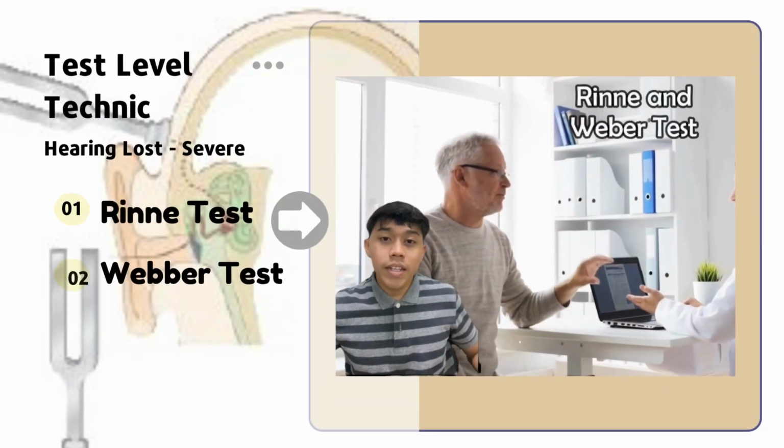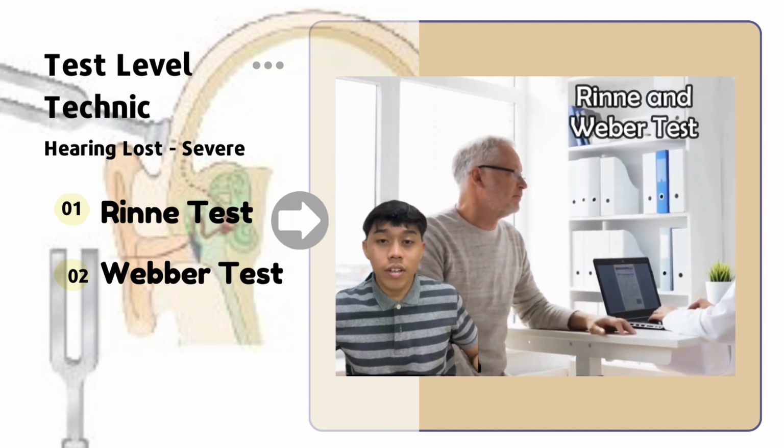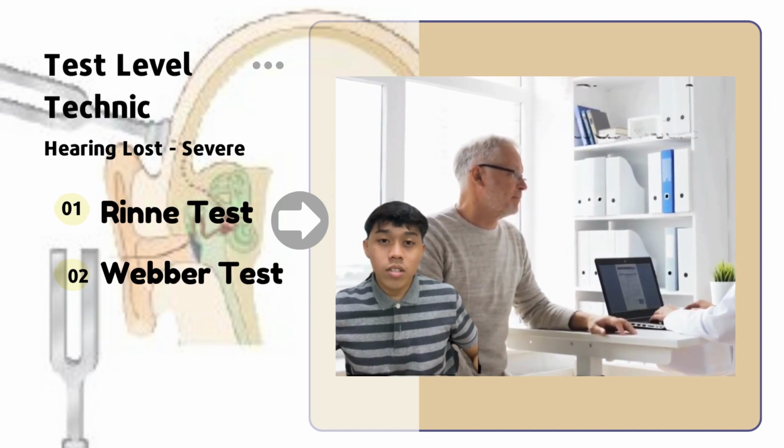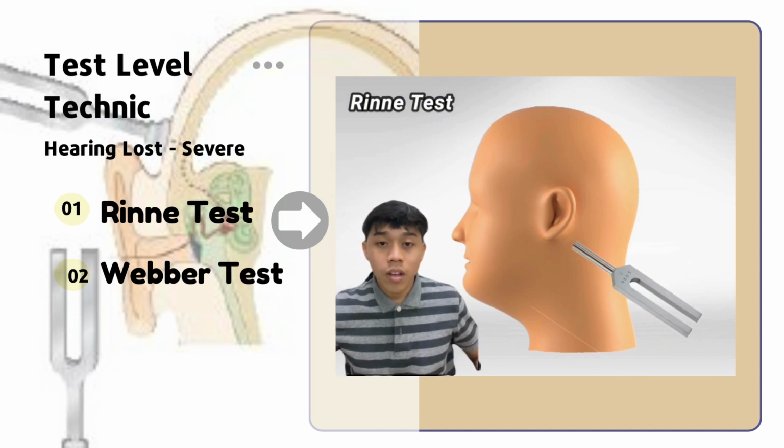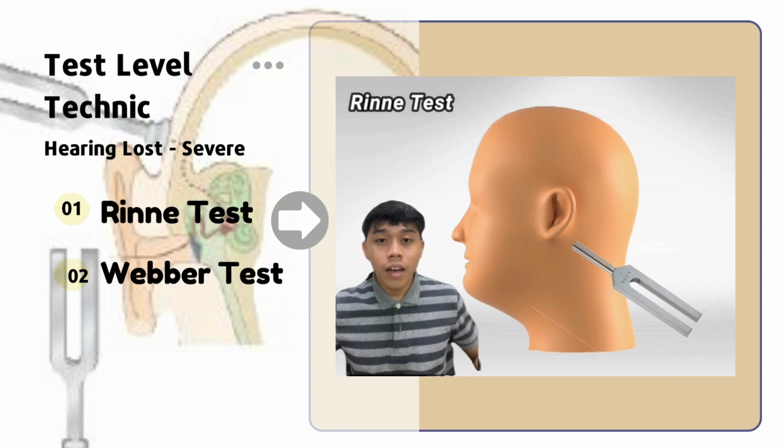Now I will explain the tests for the level of hearing loss. There are 2 tests, which are the Rinne test and the Weber test. So now we go to the Rinne test. What is the Rinne test? The hearing test differentiates sound transmission via air conduction from sound transmission via bone conduction. It can serve as a quick screen for conductive hearing loss. A Rinne test should be done in conjunction with a Weber test to detect sensorineural hearing loss.